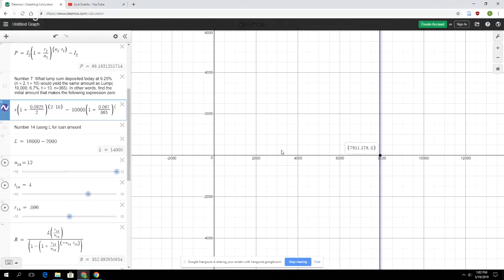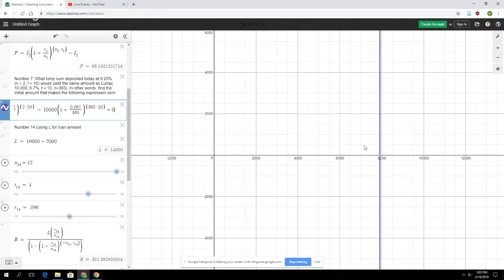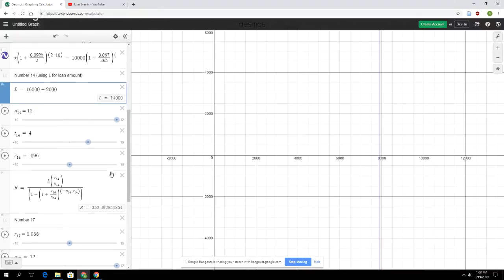Okay. I could even come down here and write x. Oh, no. It won't do that. Never mind. But yeah, you can click on the value over here and you see that X is about 8,000. Okay. So number 14. So I'm using L for the loan amount there. And I've just plugged in the down payment right there. So cost of the car minus 2,000, get my L right away.